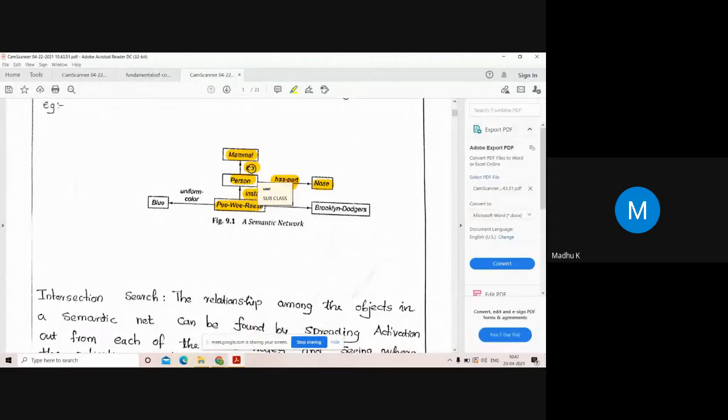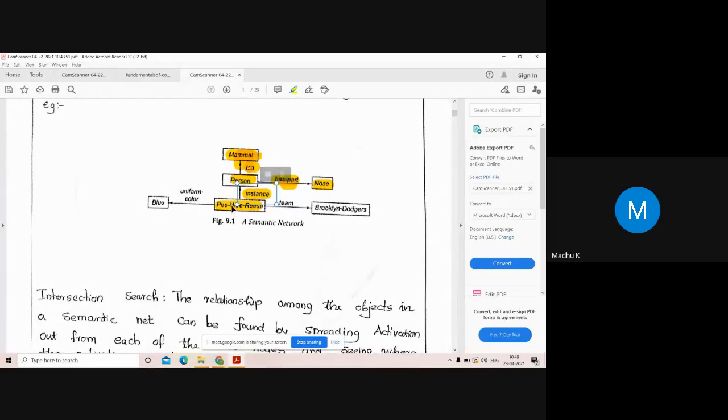What is the use of the is-a relation in a semantic network? It is used to represent the subclass relationship. Mammal is a class, and person is another class. The relationship between them is an is-a relation, and there is another relation, the instance relation. So what is an instance relation?